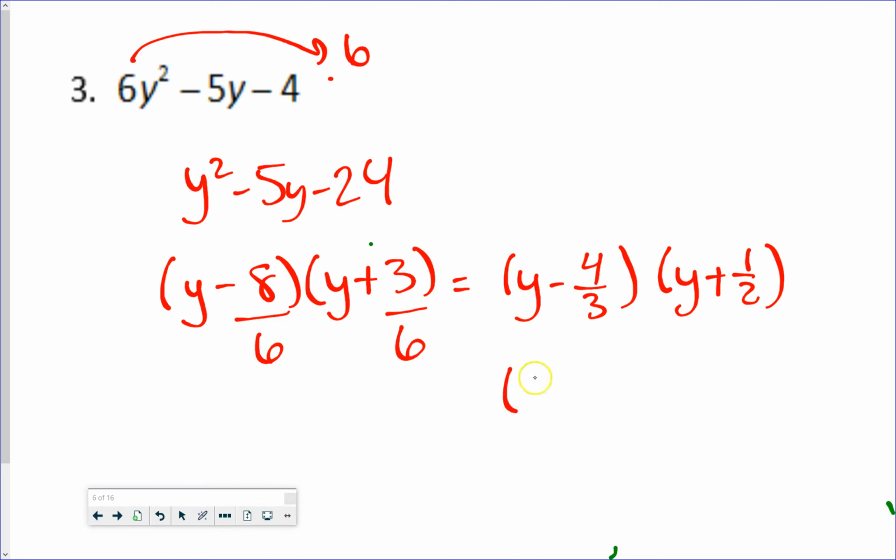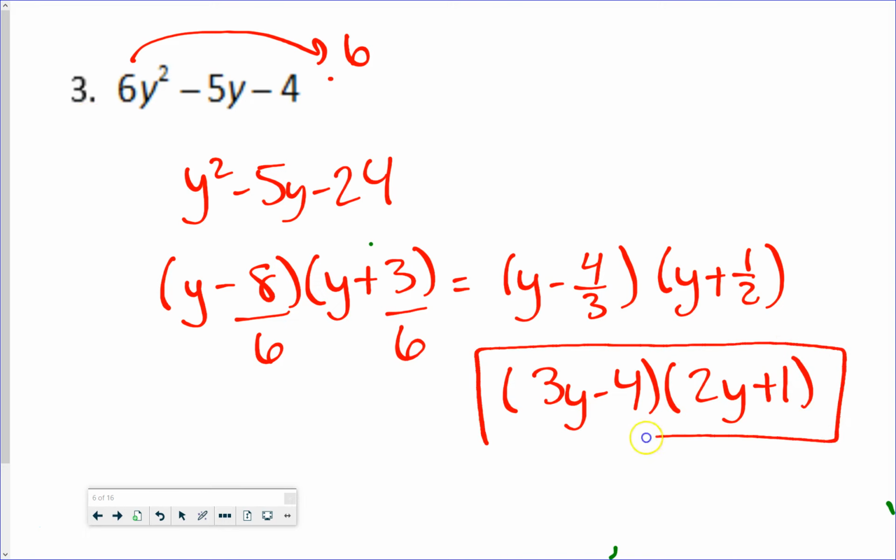So my factors are going to be what? 3y and 2y. Does 3y times 2y give me 6y squared? Yes. So always the denominator goes to the front after you reduce it. You have to promote it up. Simplify, then promote. All right. Questions on that one?